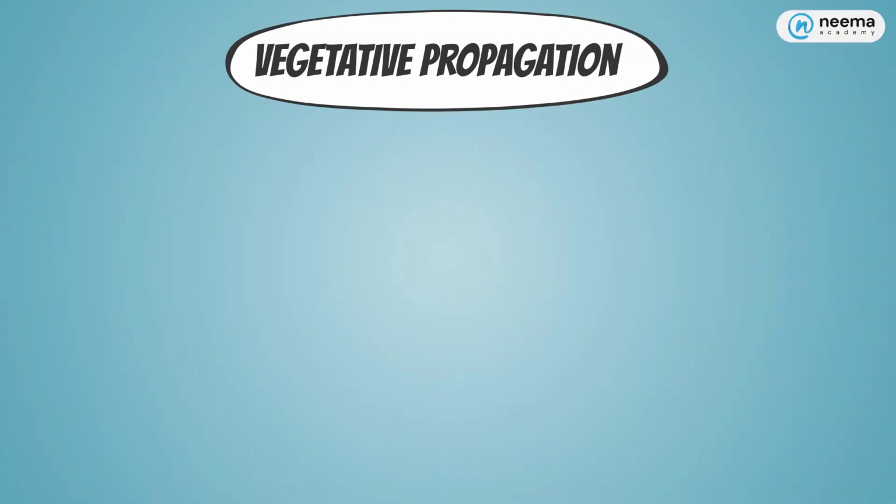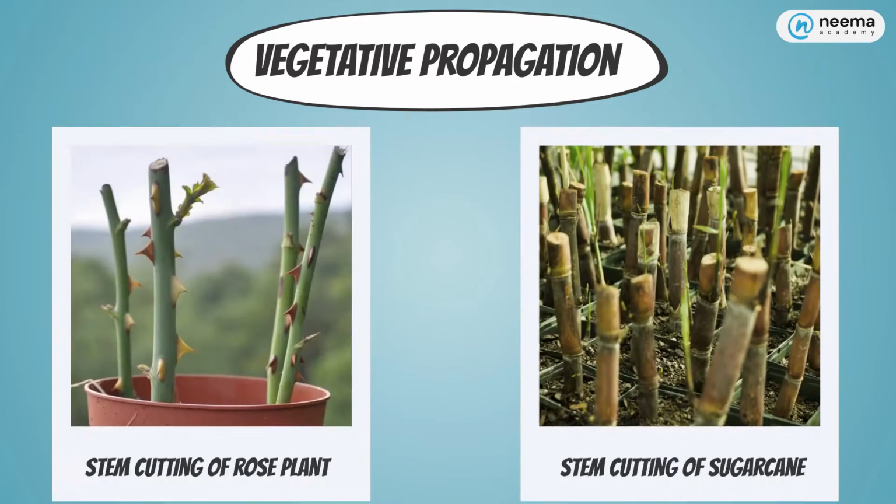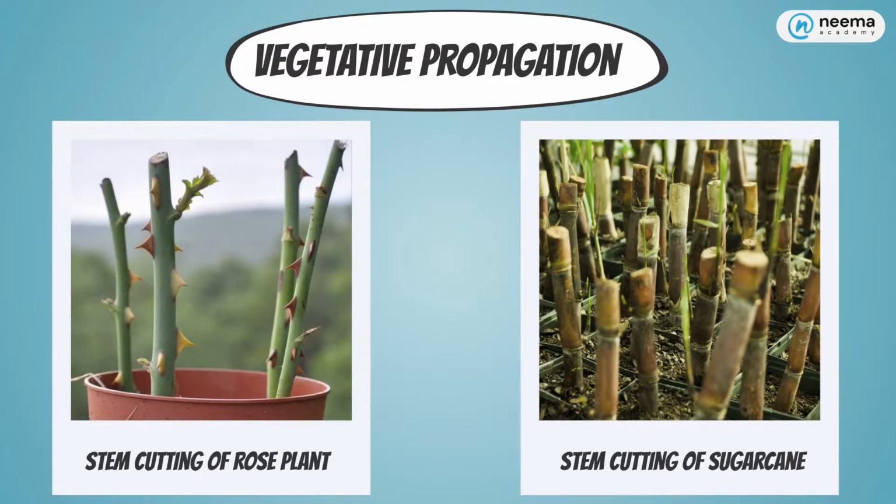Cutting of stem is also done for growing new plants. Rose and sugarcane can be grown from stem cuttings. These parts of stems have small buds on nodes that grow into new plants.